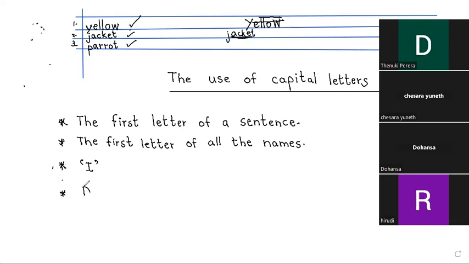Right? And as you said, days of the week: Sunday, Monday, Tuesday, Wednesday, Thursday, Friday, Saturday. Wherever you write them, capital. And months of the year: January, February, March, April, May, June, July, August, September, October, November, December. Wherever you write them, the first letter is capital.